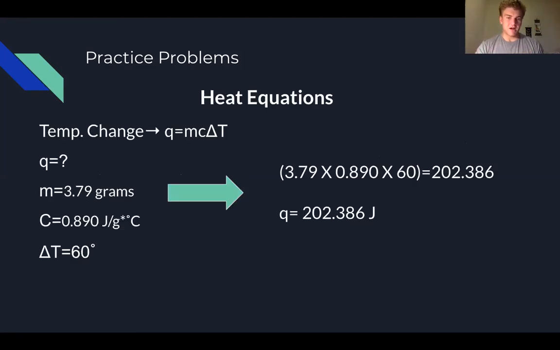So if you did our math right, we should get Q equals 202.386 joules. So hopefully you did that right. And if you have any questions, just pause the video. I have everything written up here, and you should be able to figure it out from there.